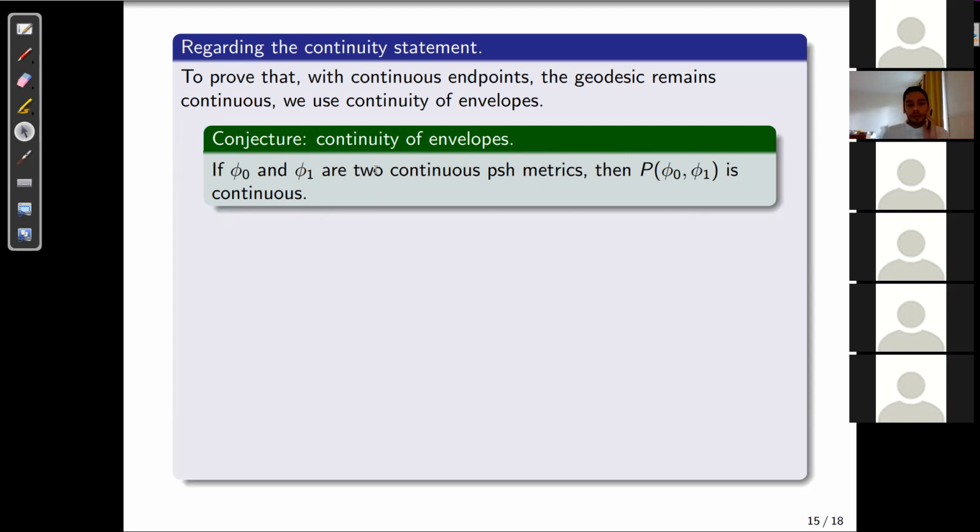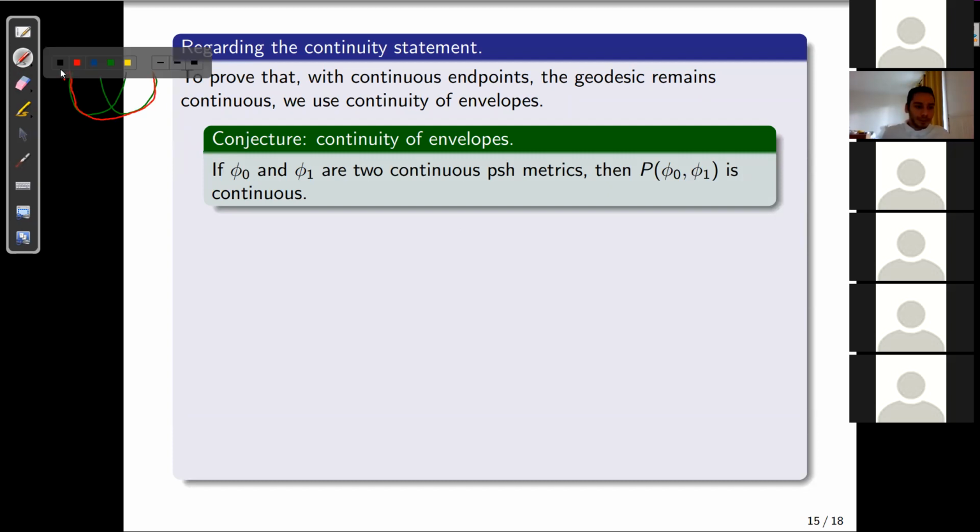This is something that is very obvious in complex geometry. And if we draw a picture again, it's something that can be expected. We have two functions, and then we take their envelope, which is still continuous, even modulo the drawing errors, even if there's something singular.